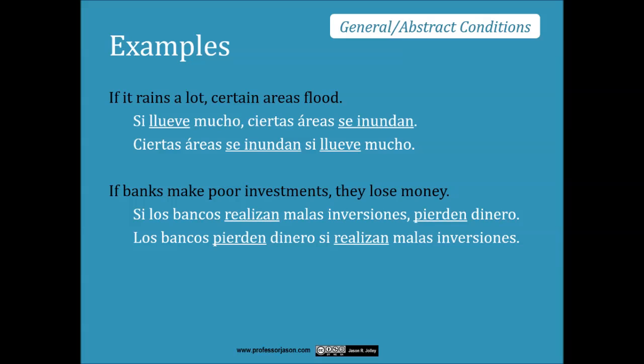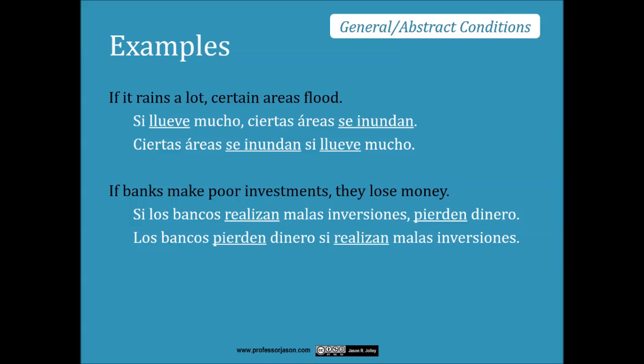Okay, so let's talk about our first category of conditions or if statements, those that describe general or abstract conditions. In these kinds of if-then statements, we're talking about things in the abstract, describing or explaining general conditions and consequences. So we're not referring to any specific time frame or persons. That's important. Let me repeat that. We are not referring to any specific time frame or persons. So in these cases, the verbs in both the if clauses and the then clause are in the present tense and the indicative mood, as you can see from the examples on this slide.